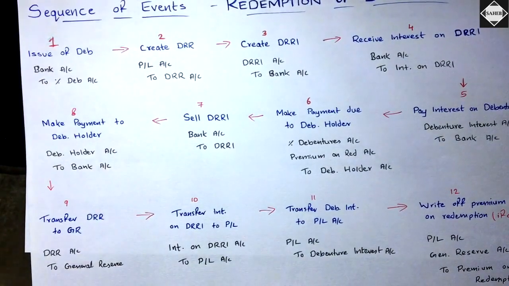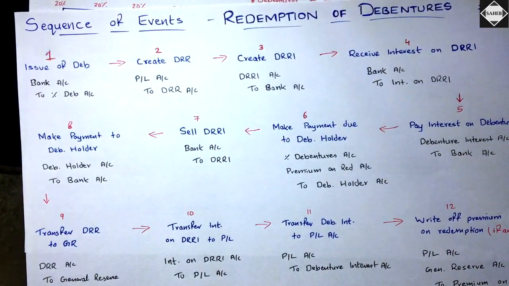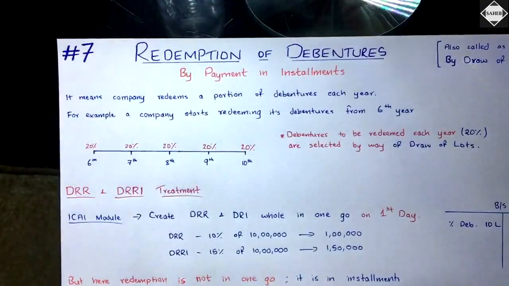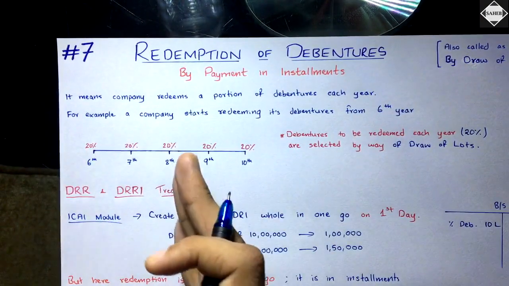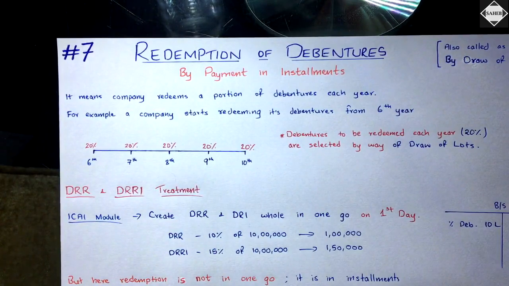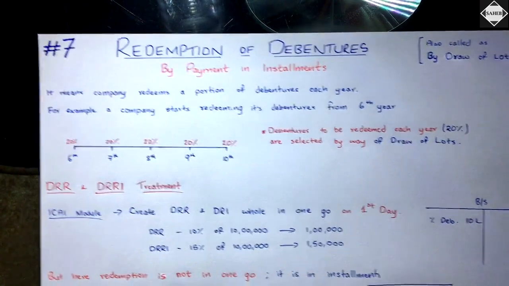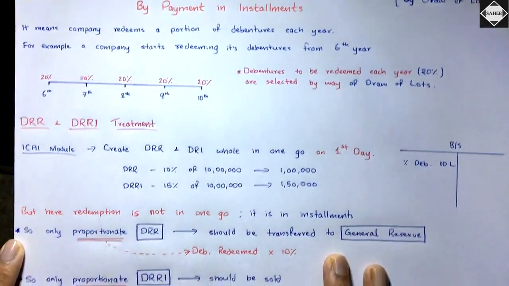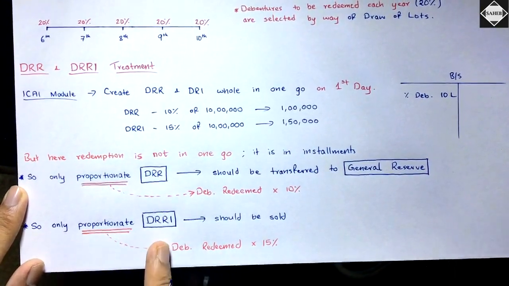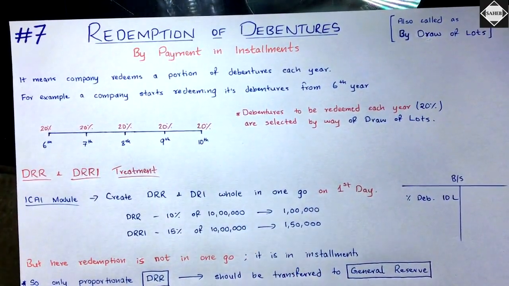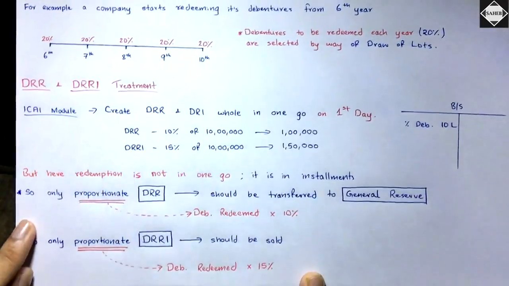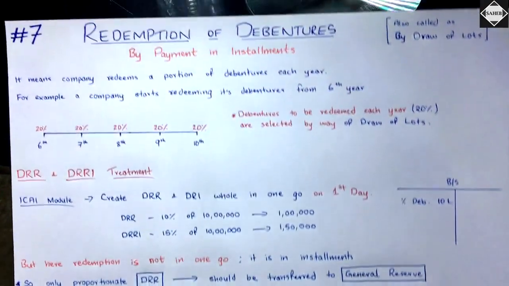Rest all the entries and everything will be the same. Just the timeline will be different because the payment will be happening in different years, 20%, 20%, 20%. So it's the same entries you will have to repeat. Is that clear? So this is what the payment in installment method is. The only difference between the lump sum and this one is proportionate DRR and proportionate DRI, and the payment is happening over many years, 3 years, 2 years, like that. Is that clear? Easy. So this was the payment in installments method.